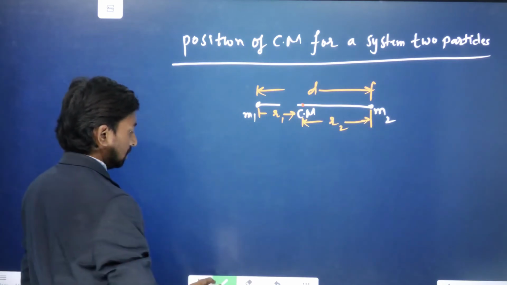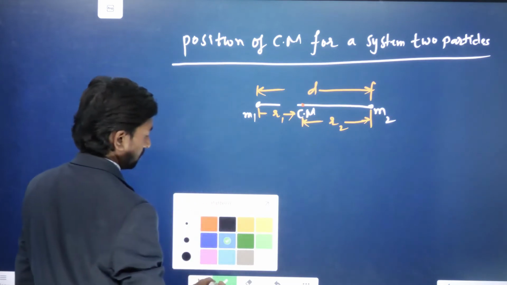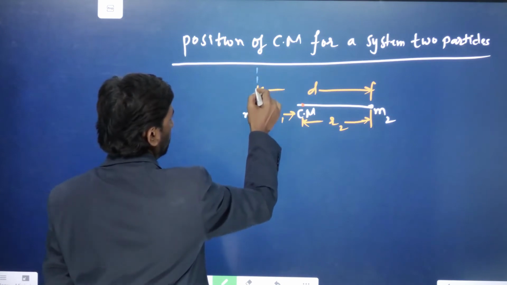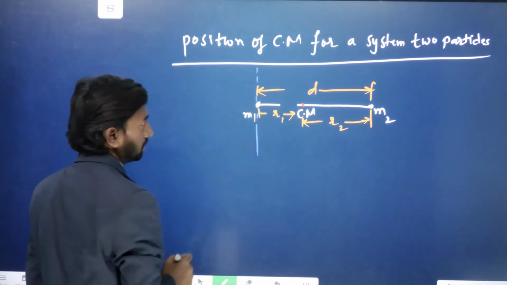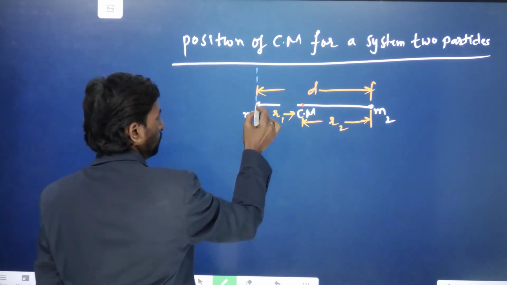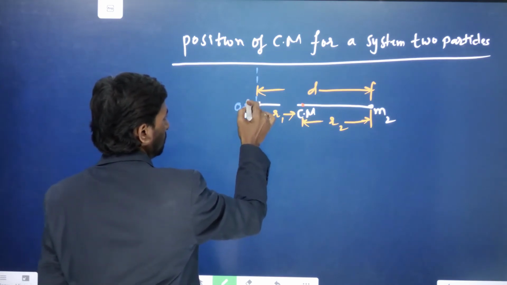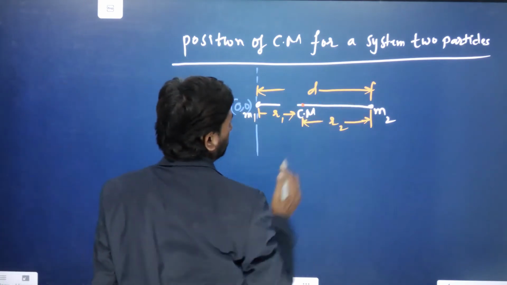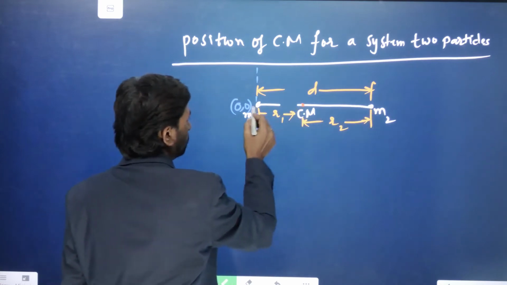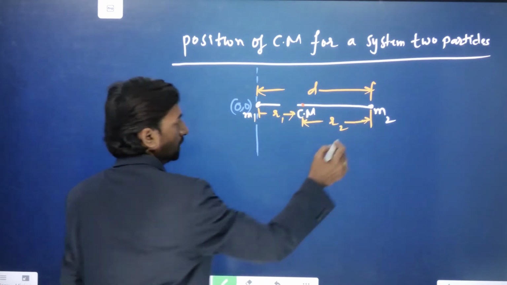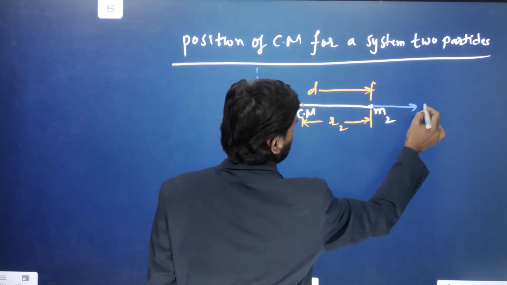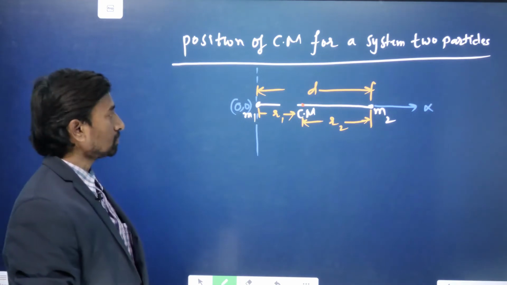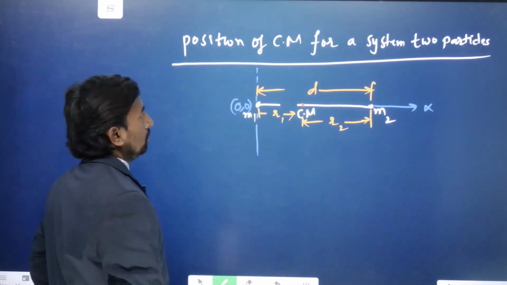Okay, how to find that? To find that, we will take an origin here. We'll place the first object at the origin. Now this particle is at the origin. Consider the m1 mass is at the origin, and the m2 mass is at a distance x from the origin. If we extend this, let us consider this is the x-axis. Okay. So now we'll find out.